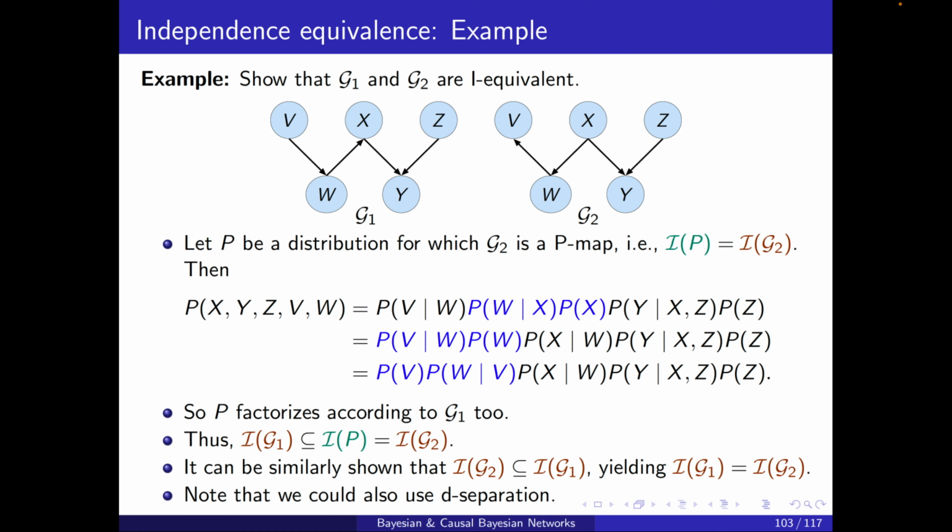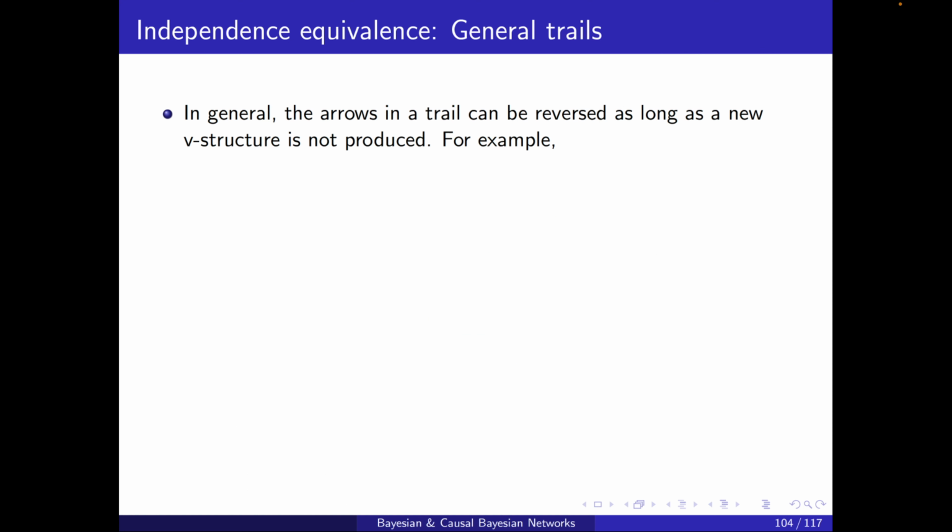Now you could also use d-separation to show that all the independencies that are included in G1 are also included in G2, and to show that the two are I-equivalent. Okay, so we showed that these two are I-equivalent. Their I's, the global I maps, are the same.